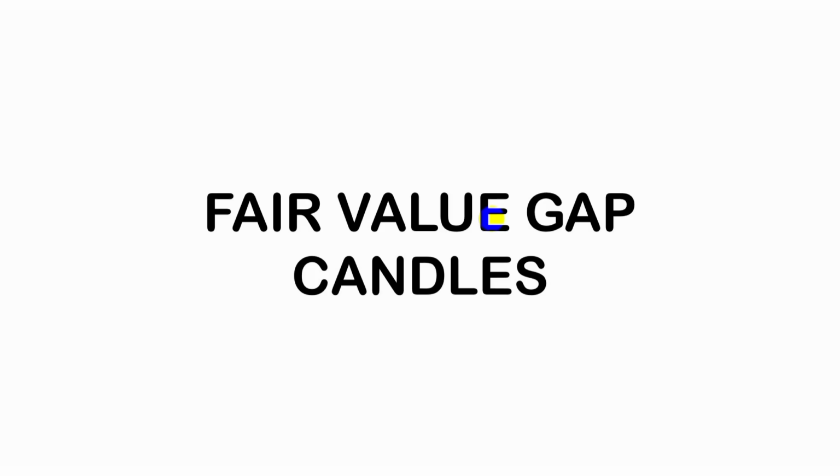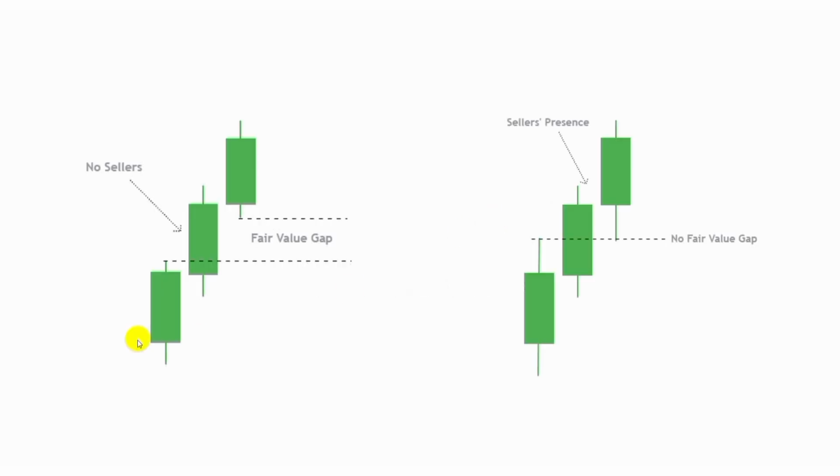So let's begin with the fair value gap candles. What we can see here is actually a bullish example. We have the bullish candlesticks. So what really do we refer to as the fair value gap? It is actually when you're having a series of 3 candlesticks, and you can see in this example, we have a bullish candlestick. So the high of the first candle and the low of the third candle, if the wick low of the third candle and the wick high of the first candle are not in contact with each other, they create this gap in the market. That is what we call the fair value gap.